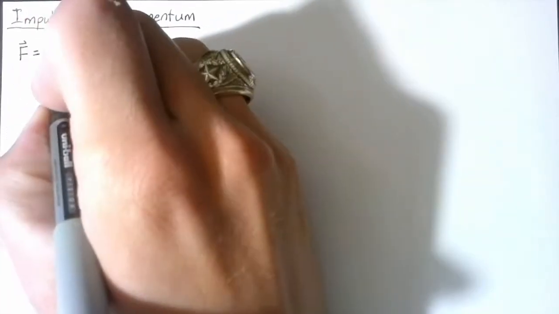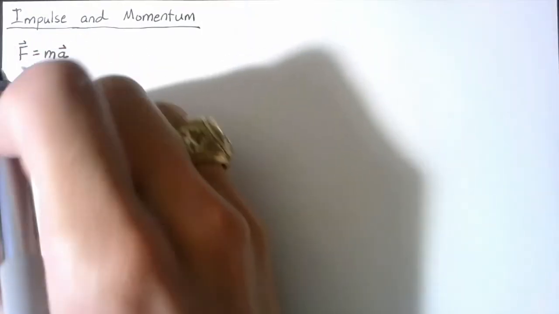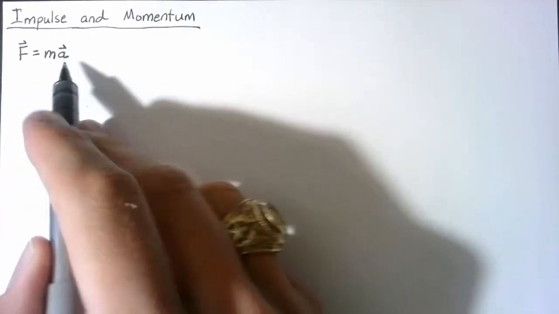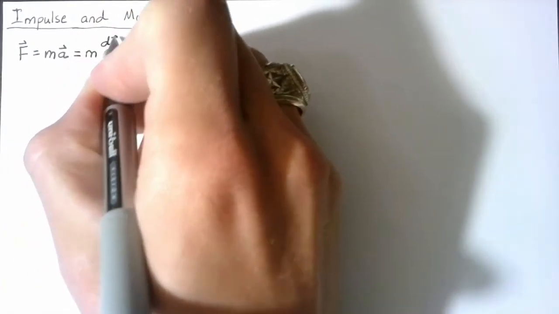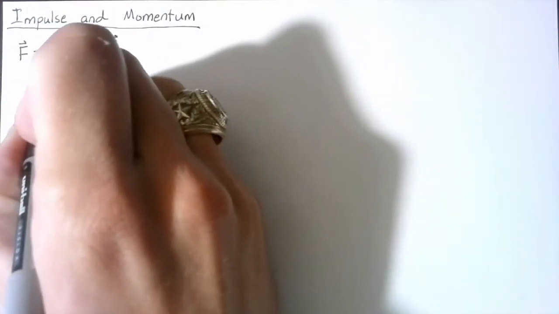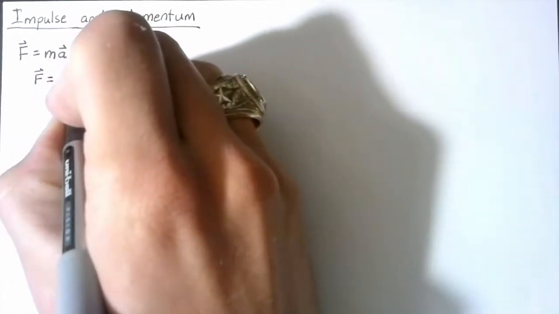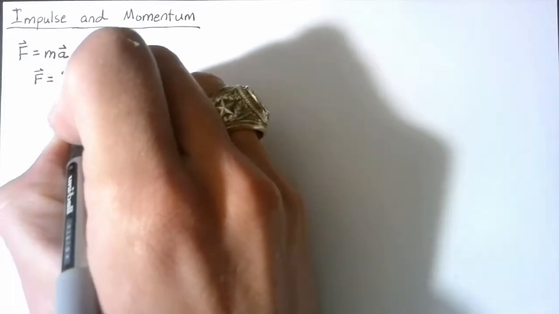I think the place to start with this is the force equation that we used in kinetics. So we have typically the sum of the forces is equal to mass times acceleration. But we can think of acceleration as simply the change in velocity over time. And what this does for us is it allows us to rearrange this equation as the sum of the forces being equal to the change in this quantity m times v with respect to time.